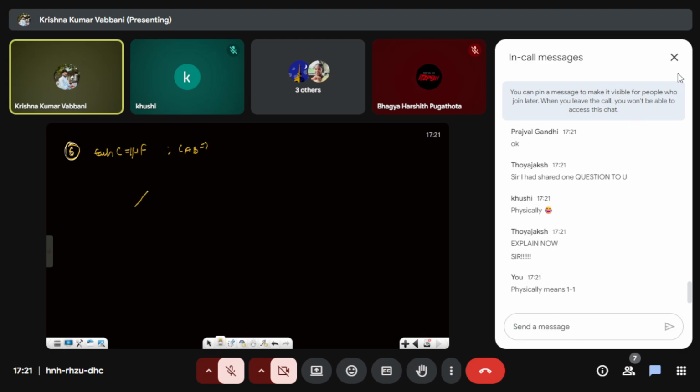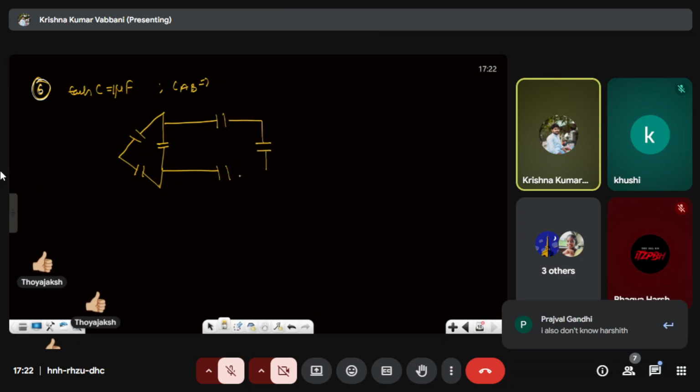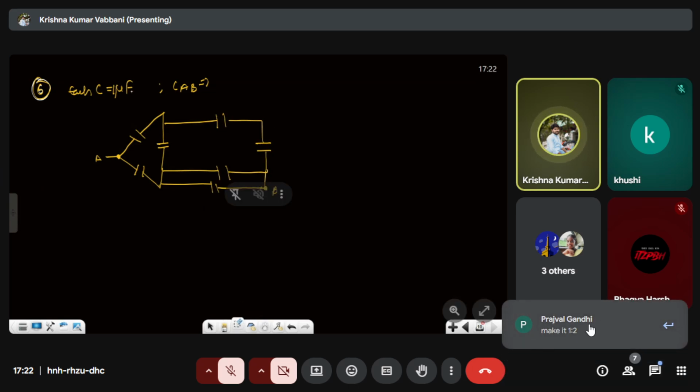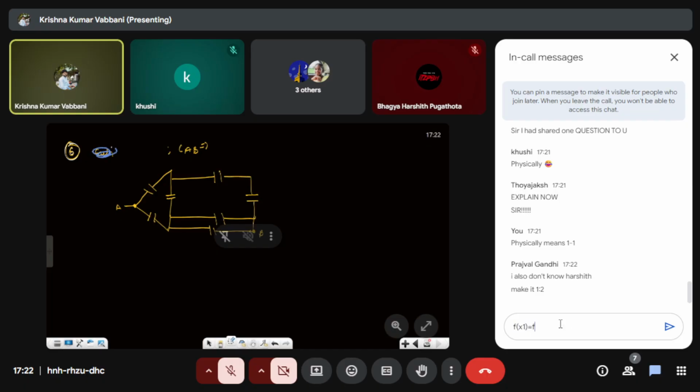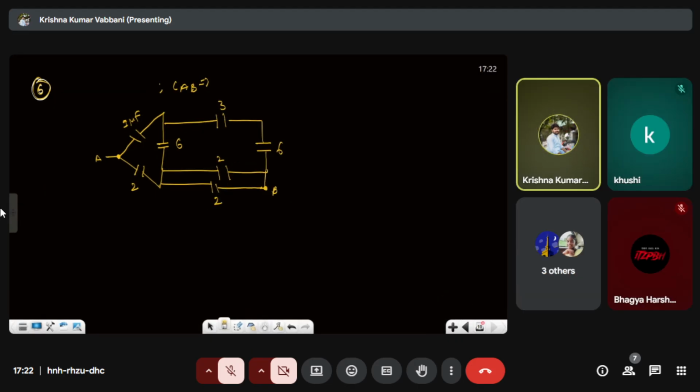So this is the diagram they have given. Okay, Nandi. This is A and this is B. Not all capacitors are the same. This is 1 microfarad, this is 2 microfarad, this is 6 microfarad, 3 microfarad, 6 microfarad, 2 microfarad, 2 microfarad. So you can solve this question by using the potential method.